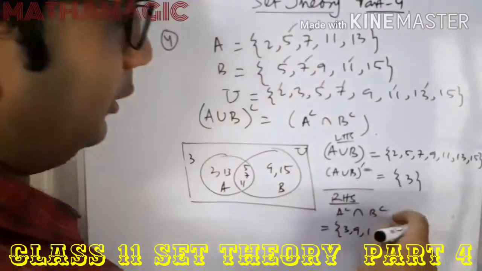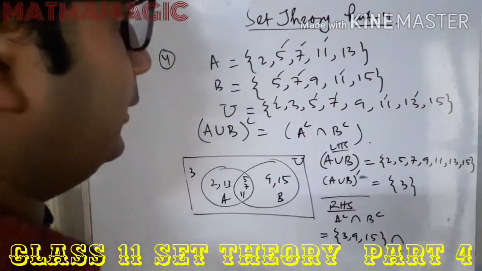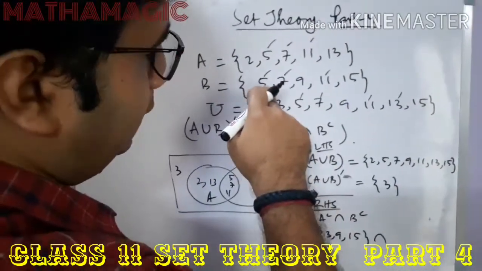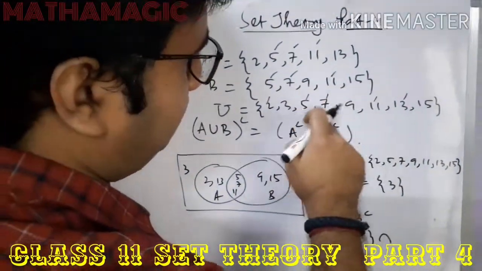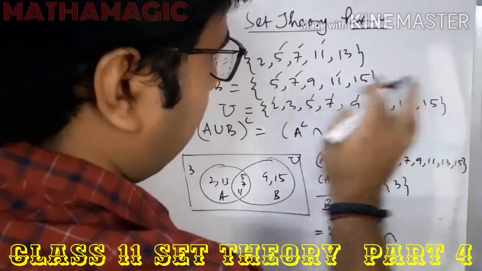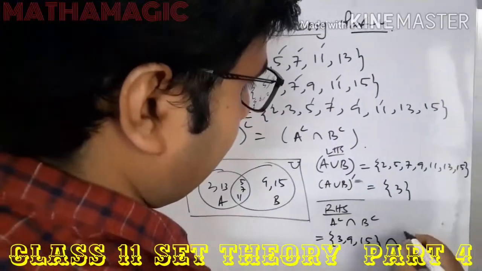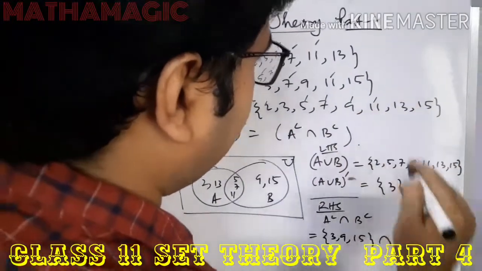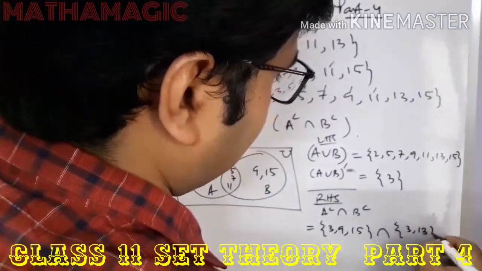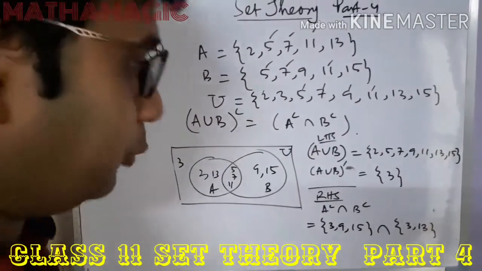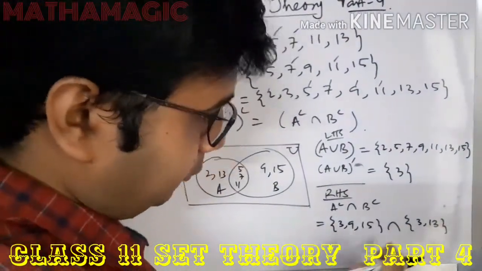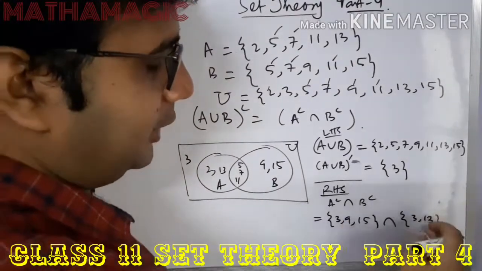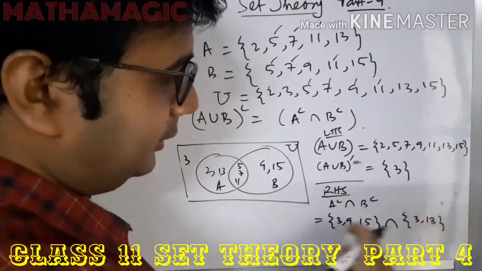Now what are the parts not included in B? We have to get rid of all the parts present in B: 5, 7, 9, 11 and 15. So what is left? 3 and 13. Now we have to compute the intersection between them. The intersection between 3 and 13 is 3.